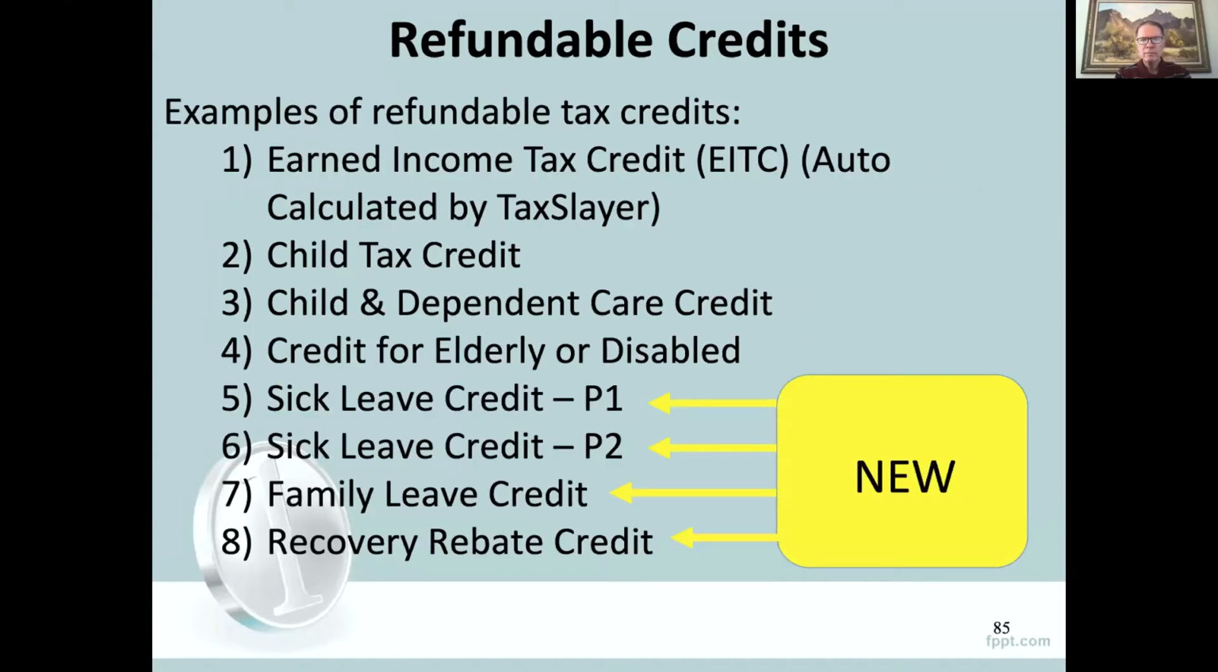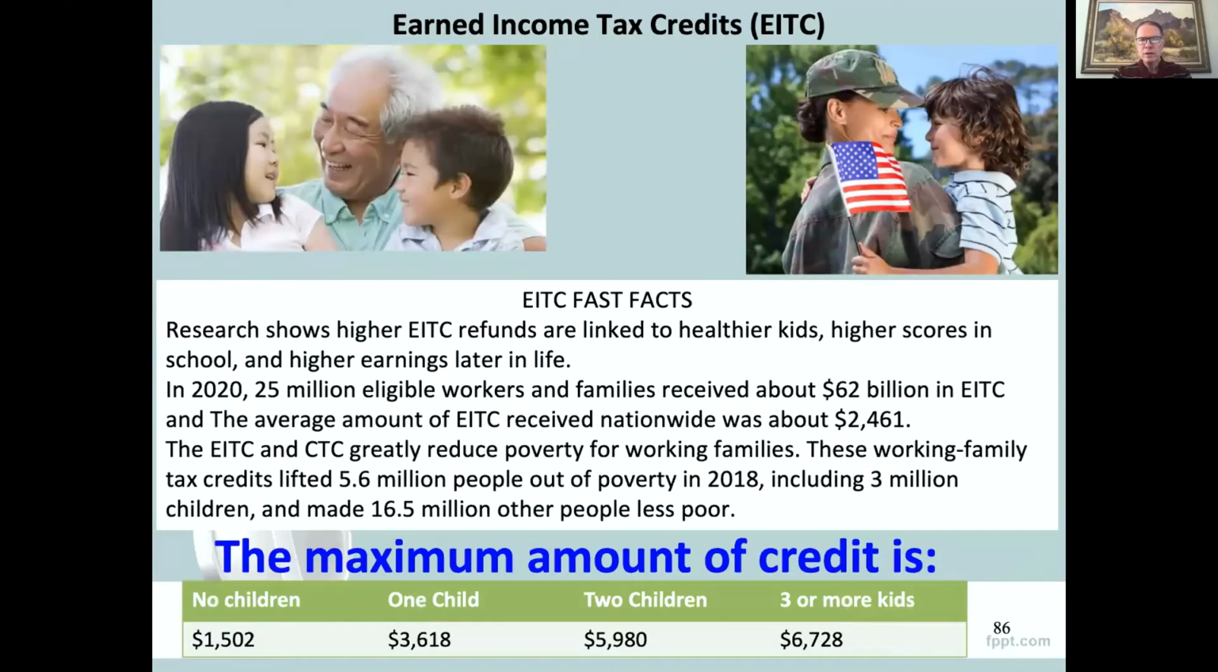So we've covered the child tax credit, the child and dependent care credit, and we're going to have a few more that we want to cover today. So let's move on. The earned income tax credit is what I call the bread and butter of the VITA program. This is where most of our clients receive their most refund. And the refund goes from anywhere from $1,502 with no children up to $6,700. It's refundable. The entire amount can wind up going as a check to them. And it gets people out of poverty.